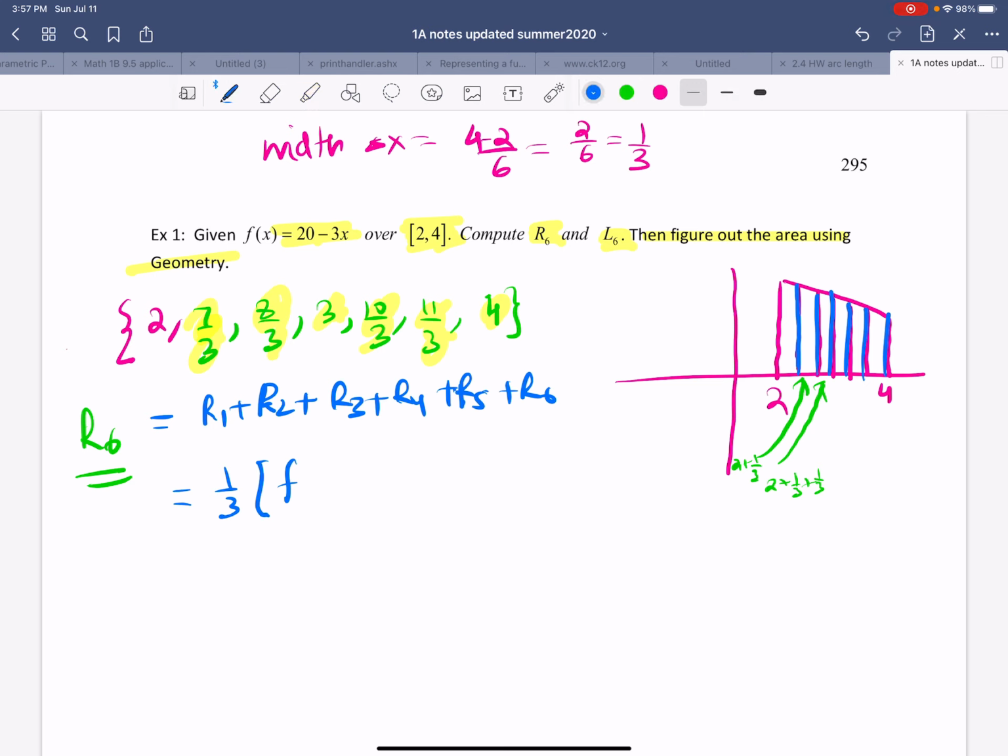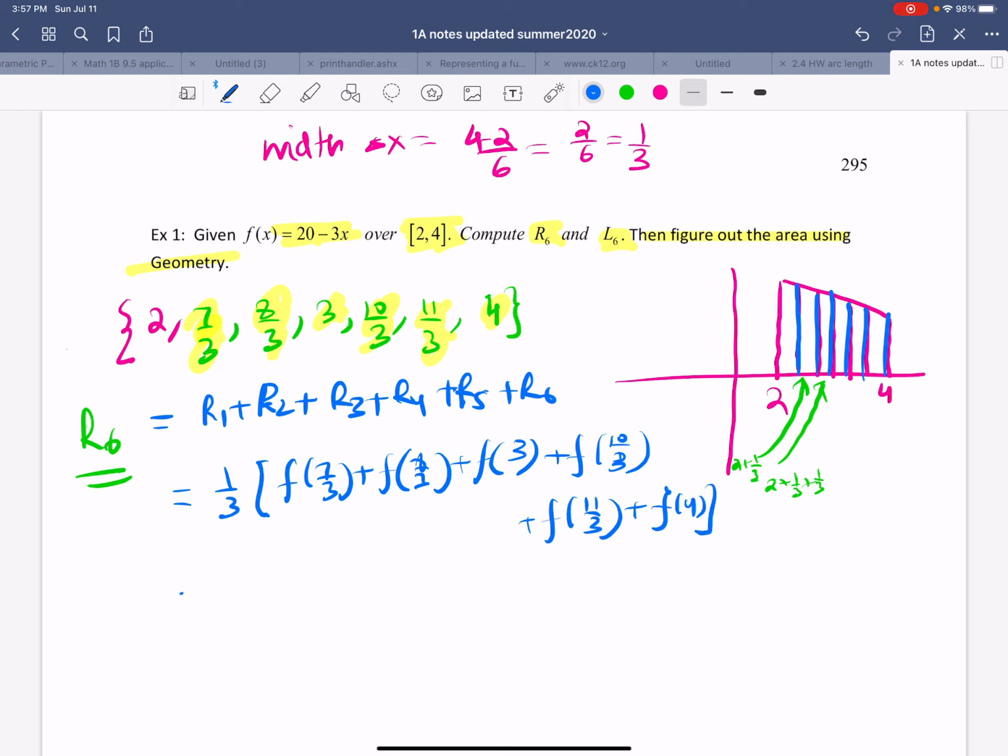Okay, so f of 7/3 plus f of 8/3 plus f of 3 plus f of 10/3 plus f of 11/3 plus f of 4. So that's length times width for each rectangle, because we already factored out the width, which is 1/3 for each rectangle. So it's length times width. F of 7/3 means the height at that point. F is the y value. F of 7/3 is the y value at point 7/3. So let's go ahead and find these y values now.